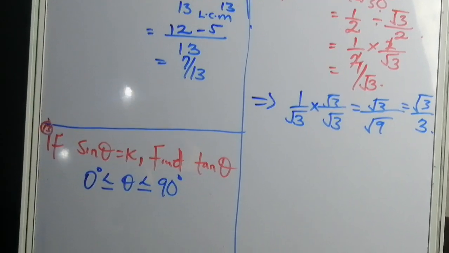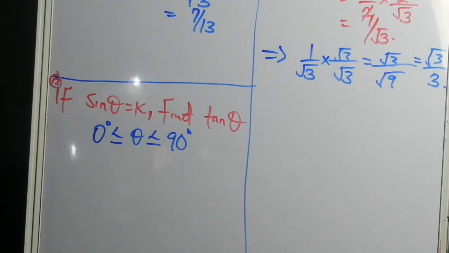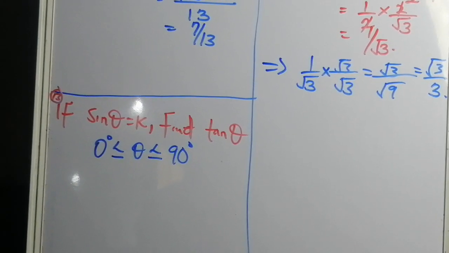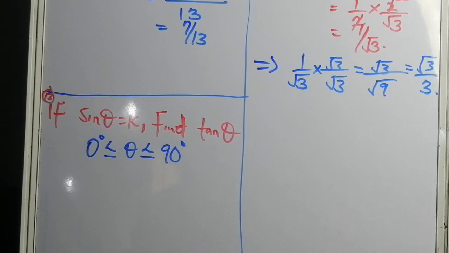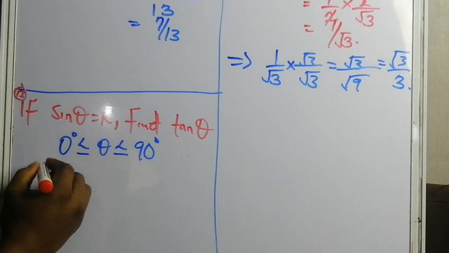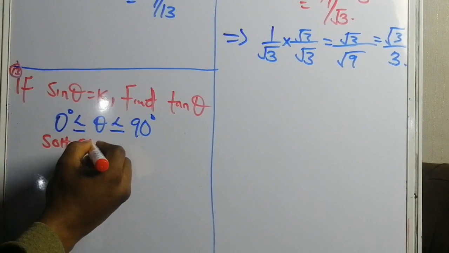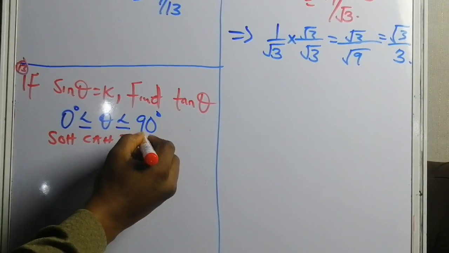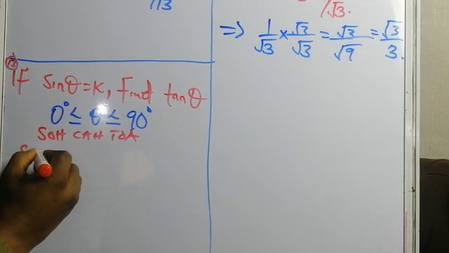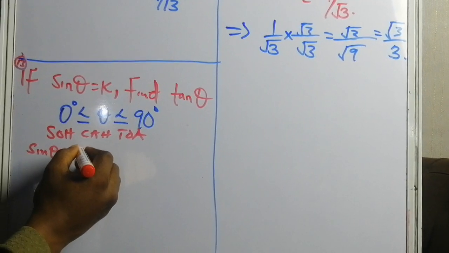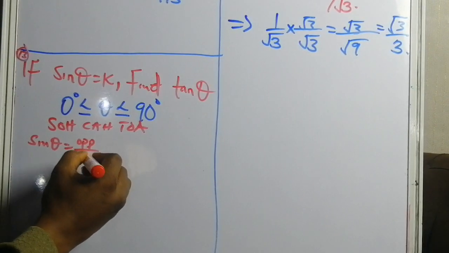How come it's now k this time? Very, very simple. What do you need to do? All you just need to do is follow the normal procedure. So SOH from SOH-CAH-TOA. You have your sine theta equals opposite over what?